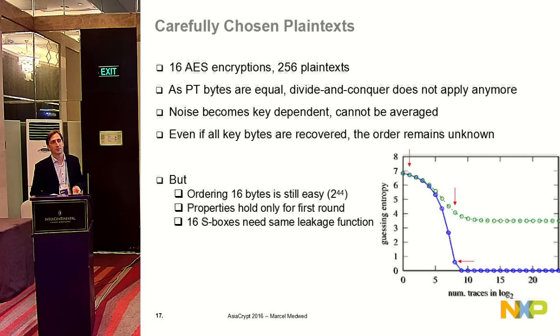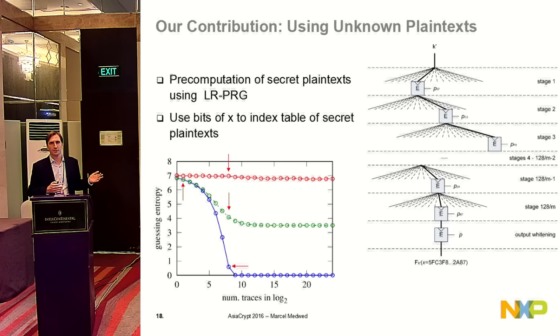So can we do better than this? And this is now our contribution. What we propose is to use unknown plaintexts. And so we need a pre-computation step in which we first run the leakage resilient PRG and produce 256 secret plaintexts, for instance, plus 1 updated key, which we use as a root here for our new tree. And the way we run it is we just take 1 byte of X to index this table of secret plaintexts and then encrypt the secret plaintext. Of course, we need to take care that they are all distinct, but that's not a problem. It's also easy to show how to do this in a leakage-free way.